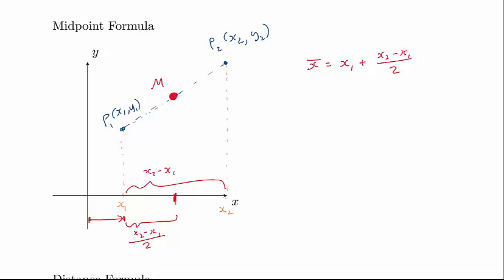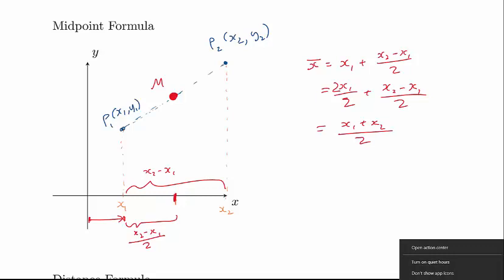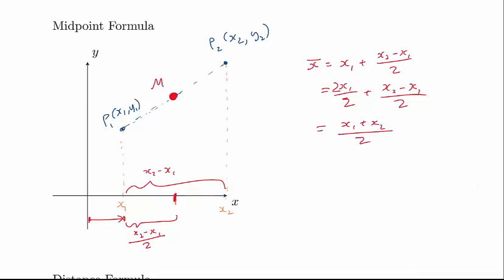Alright, let's do a little arithmetic here. We have x2 minus x1 all over 2. Combine these two fractions and you'll end up with x1 plus x2 divided by 2. Note that that is how you would find the average between those 2 points. Add them together, divide by the number of points. The number of points is 2.